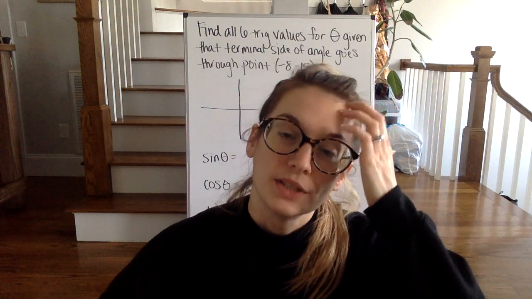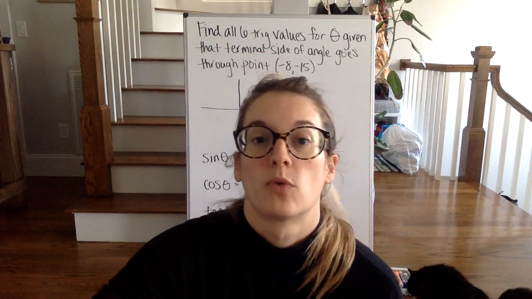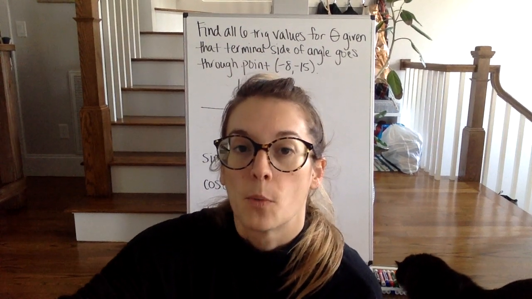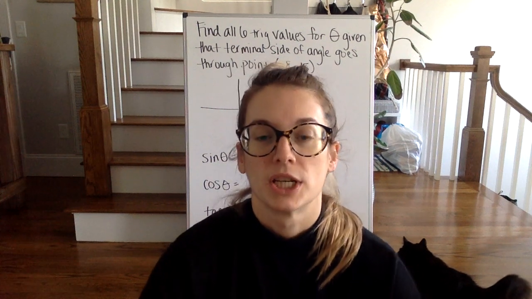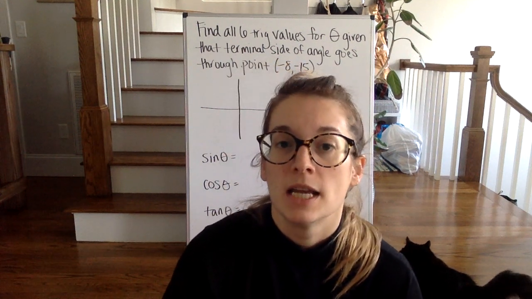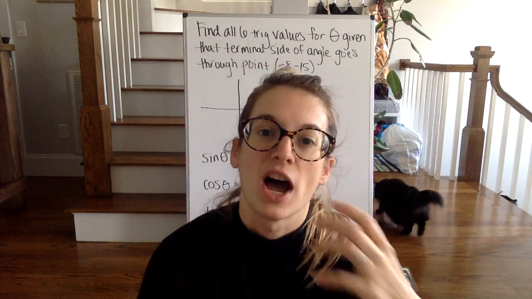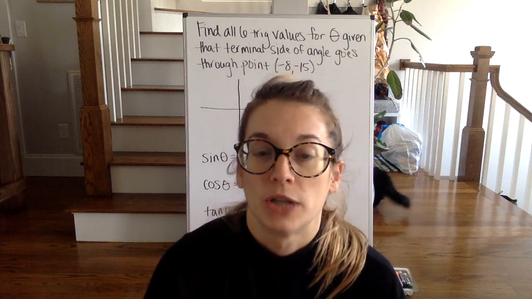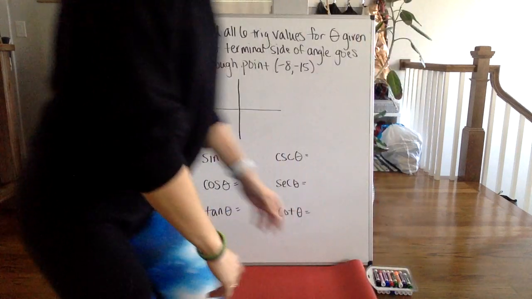So last week we talked about finding trig values for angles on the unit circle, where the unit circle has a radius of 1. So now we're actually going to talk about how we can find trig values and evaluate trig functions for angles that are not on the unit circle, where the circle has a radius other than 1. So let's take a look at this problem.